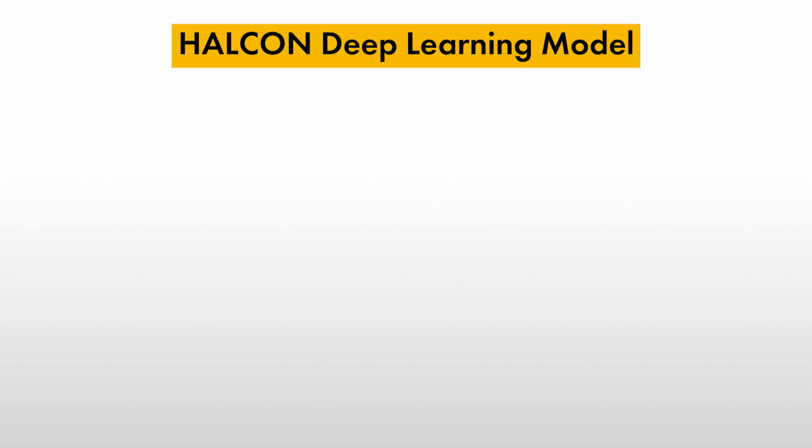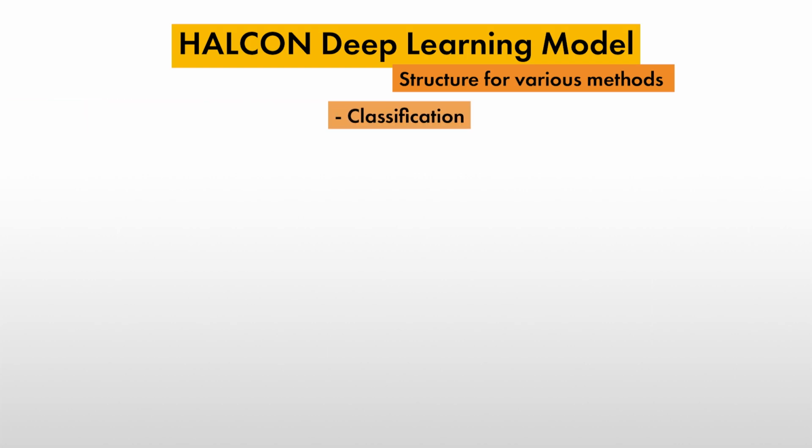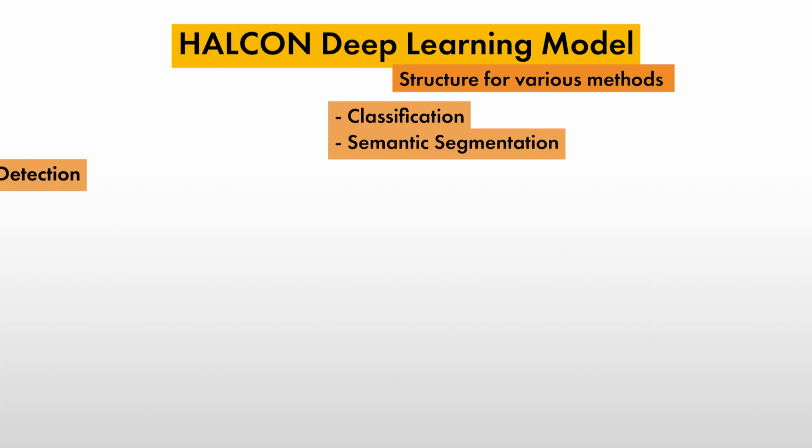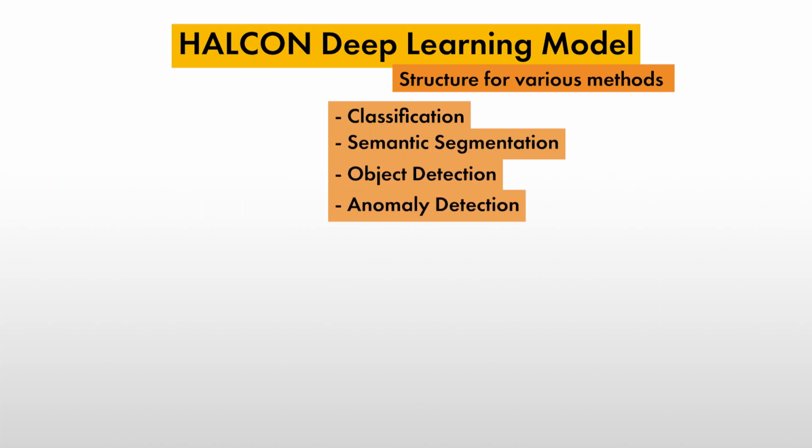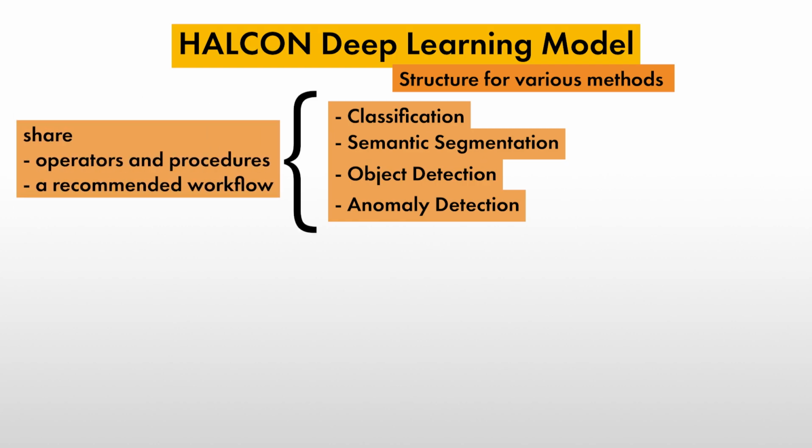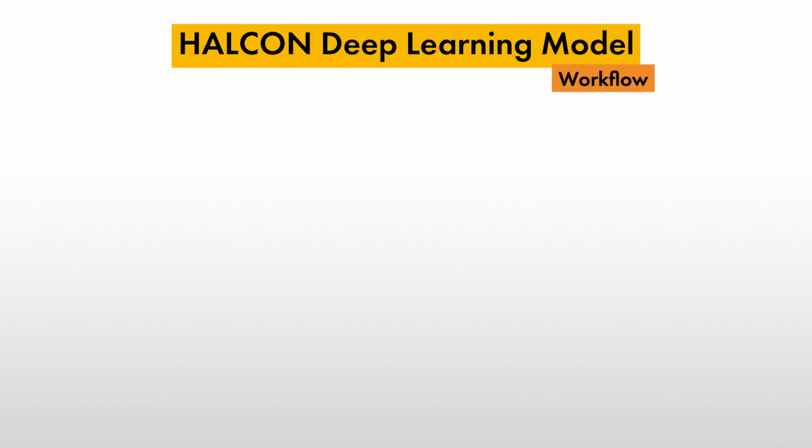The HALCON deep learning model is a structure for different deep learning methods available in HALCON. As of HALCON 20.05, it's available for classification, semantic segmentation, object detection, and anomaly detection. Thanks to their common framework, these methods share a lot of operators and procedures, and a workflow we recommend. Let's have a look at this workflow.